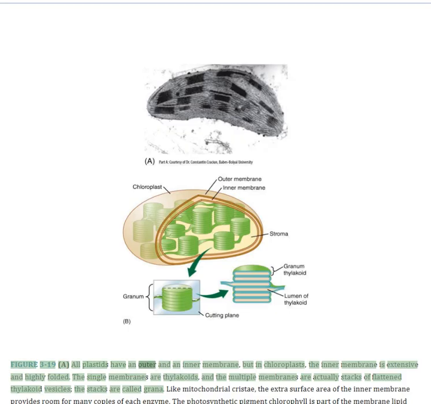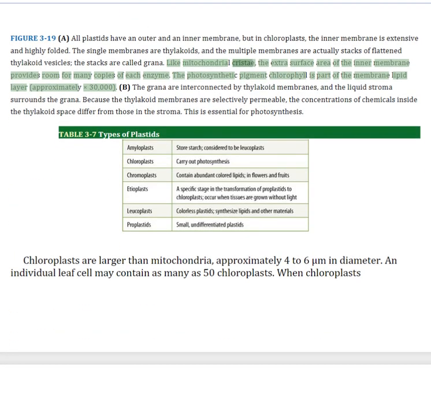All plastids have an outer and an inner membrane, but in chloroplasts, the inner membrane is extensive and highly folded. The single membranes are thylakoids, and the multiple membranes are actually stacks of flattened thylakoid vesicles. The stacks are called grana. Like mitochondrial cristae, the extra surface area of the inner membrane provides room for many copies of each enzyme.